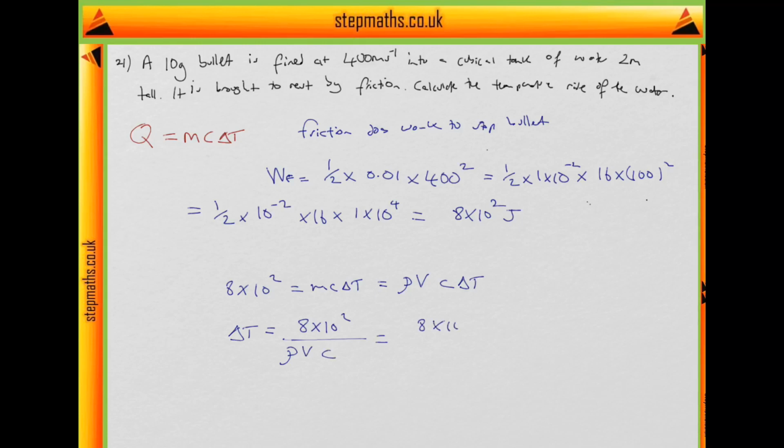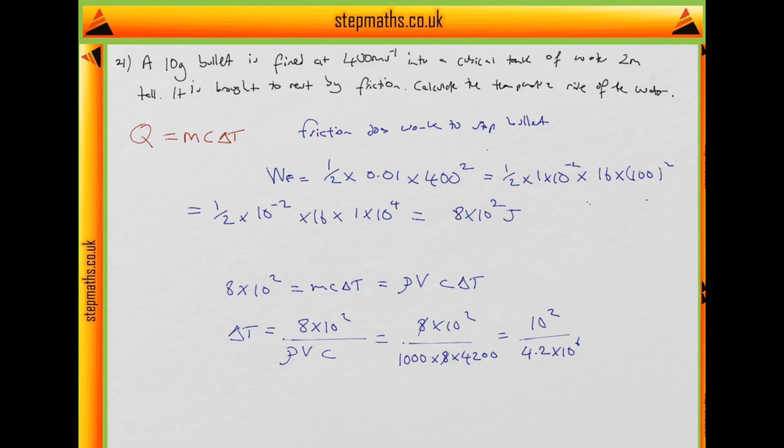Well, what is that? We've been told the density of water in the question is equal to 1,000 kilograms per meter cubed. So that's 1,000. The volume was 2 by 2 by 2, so that's 8. And the heat capacity we know is 4,200 joules per Kelvin per kilogram. So that's times 4,200. Well, the 8's cancel, so we get 10 squared over 4,200 times 1,000, that's 4.2 times 10 to the 3 times 1 times 10 to the 3. That's 4.2 times 10 to the 6.